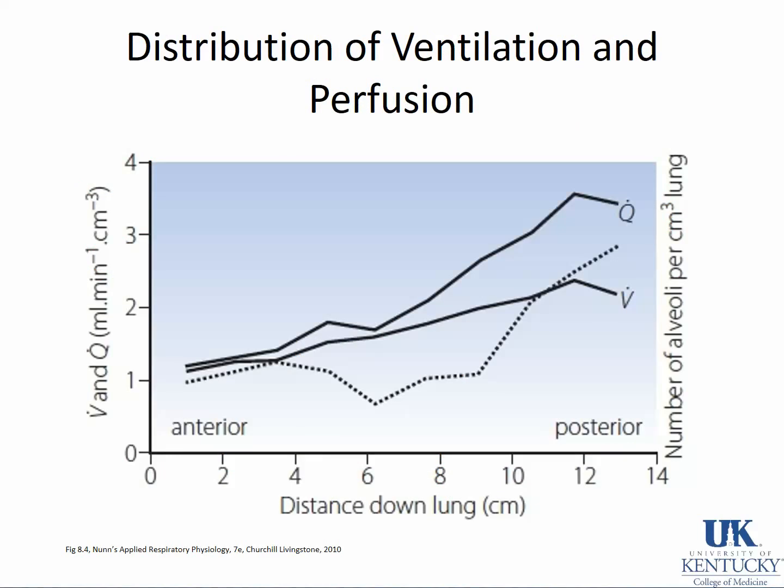This slide shows what we've been talking about before, basically the distribution of ventilation and perfusion at different heights. This is anterior and posterior. This is a supine patient. What you see is that in the anterior, the gravitationally non-dependent portion of the lung, there is less ventilation and perfusion than there is posteriorly, where there's an increase in both perfusion and ventilation.